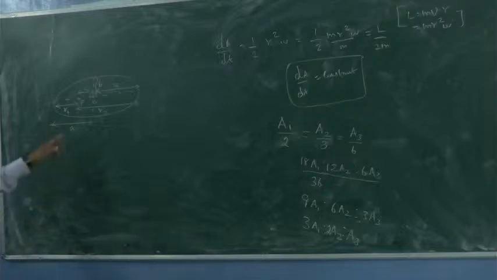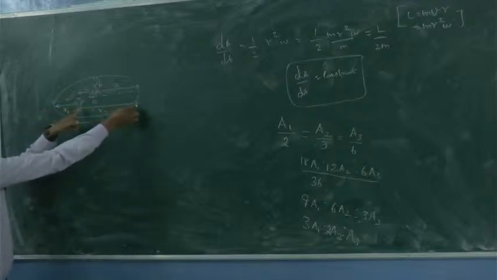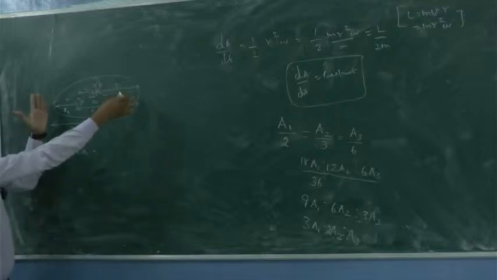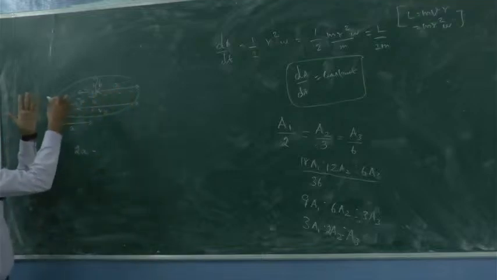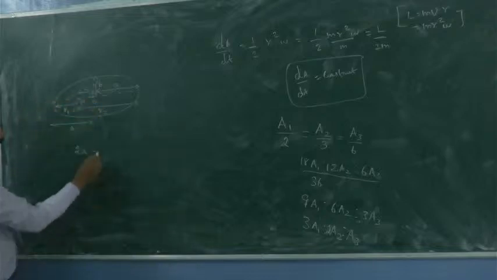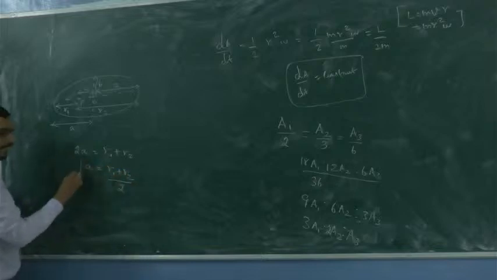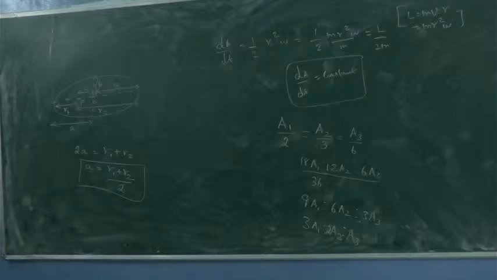Okay, relate A, R1, R2. How will you relate A, R1, R2? We can say R1 plus R2 is equal to 2A. 2A means this much distance, correct? This much 2A distance will be covered by R1 plus R2. Am I right or not? Tell me what is A? What is the name of A? Semi-major axis.